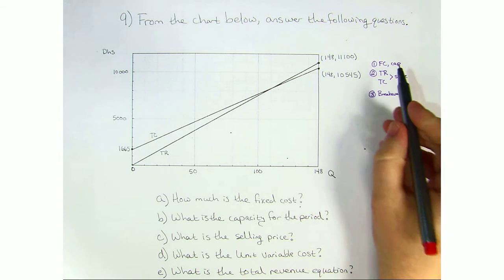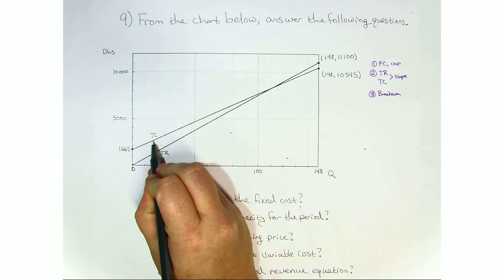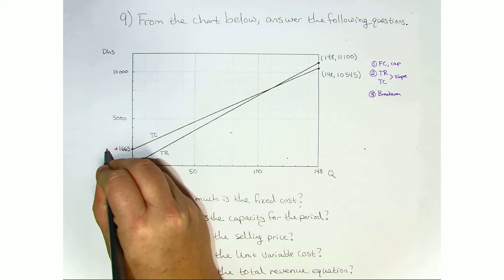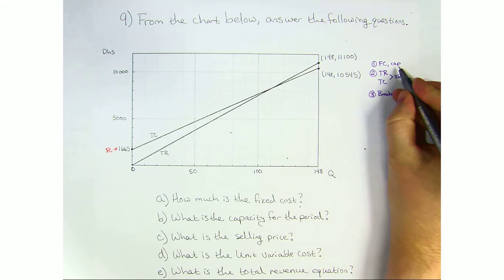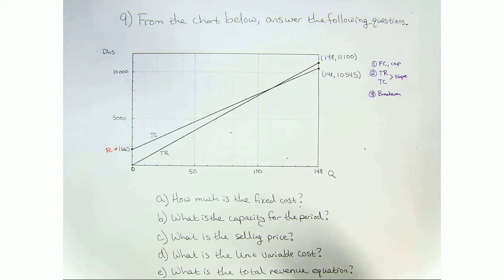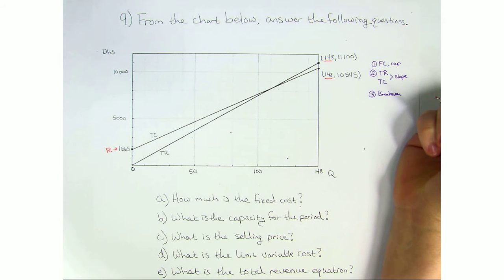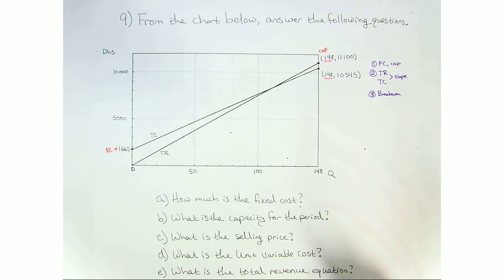The first thing is we're going to look at the fixed costs. Now the fixed costs is where the total cost graph starts. So right here, this point is my fixed cost. Now the next thing is we're going to look at the capacity. Now remember, the capacity is the maximum quantity. So the maximum quantity can be found by looking at your x-coordinate for the end points. So this right here is the capacity.